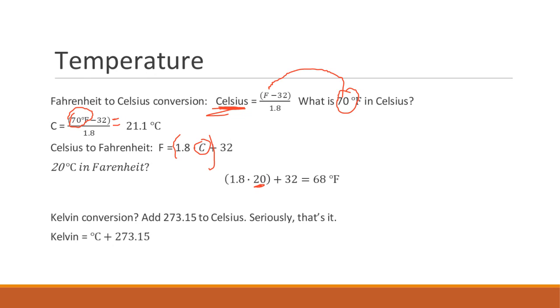And then this is one of my favorite conversions, Kelvin conversion. Just add 273.15 to Celsius. That's it. That is all. That is all you do. You find Celsius, you add that number to it. Some scientists, depending on what you're doing, even ignore the 0.15. That's it.